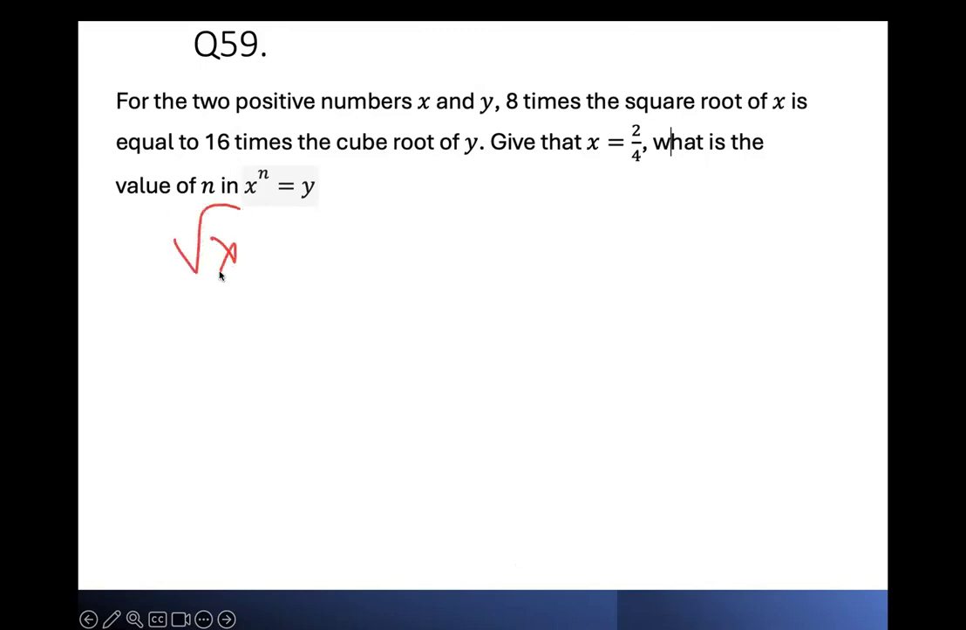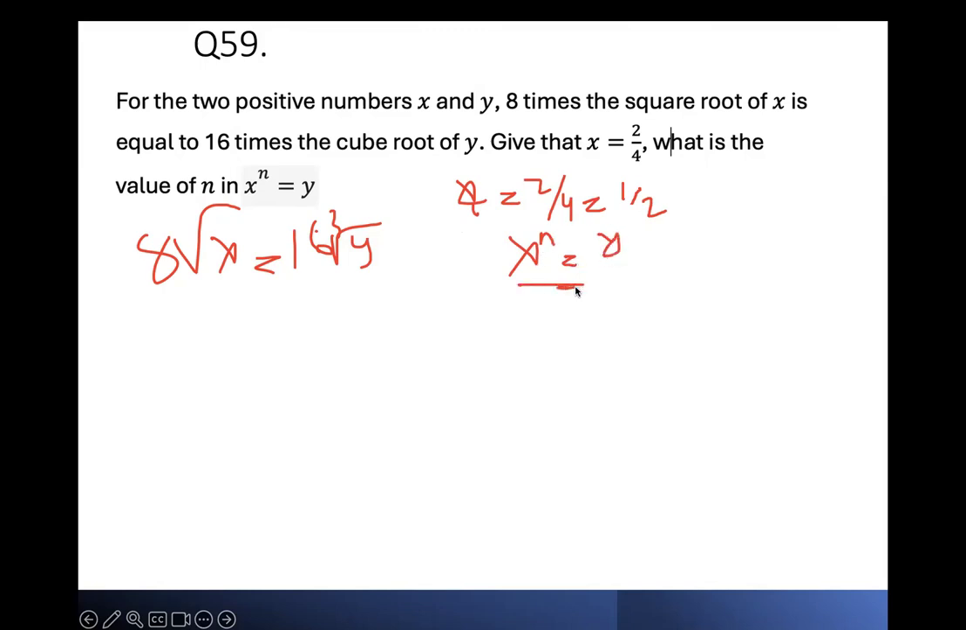I have x, right? It is equal to what? 8 multiplied by the square root of x is equal to 16 times the cube root of y. And they told me x is equal to 2/4. Why did they give me 2/4? I'm just making it 1/2. Why did they do that? And they said x to the power n is equal to y.